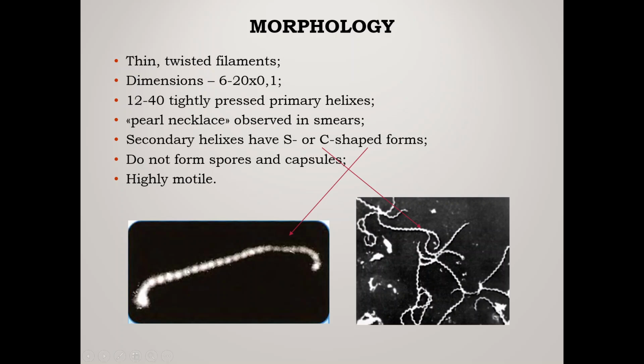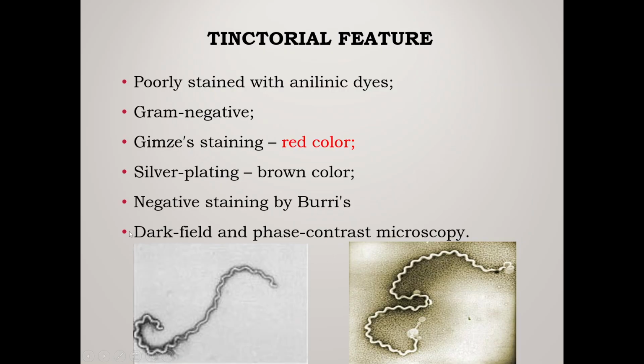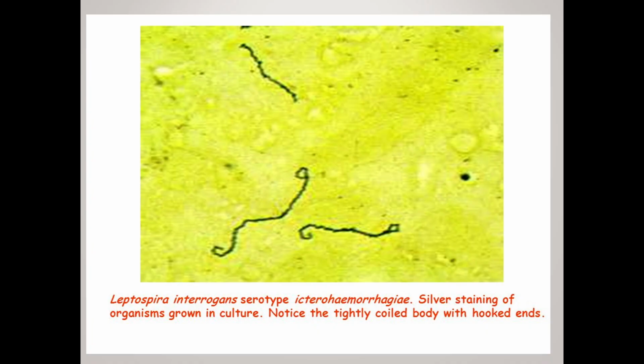You see the primary helix like a pearl necklace, and the secondary helix. They do not form spores and capsules and are highly motile. On this slide you see the primary helix and the secondary helix. Tinctorial features: poorly staining with anilinic dyes, gram-negative, Giemsa staining red color, silver plating brown color, negative staining by Burri, and dark field and phase contrast microscopy you will use for laboratory diagnosis.